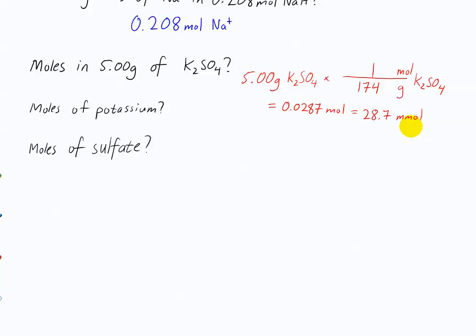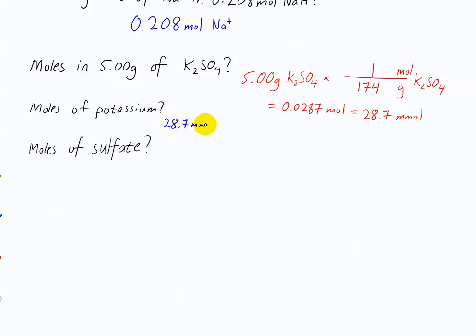Well, let's think about it. Think about one molecule of potassium sulfate. It's like one egg. How many potassium ions are in that one molecule? Two. Okay. So a mole is just another number. It's like one. So if there's two in one molecule, then there's got to be double in however many molecules.